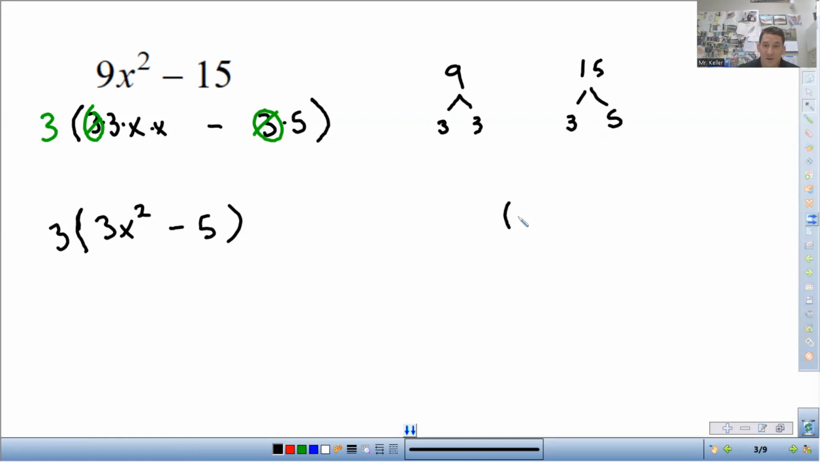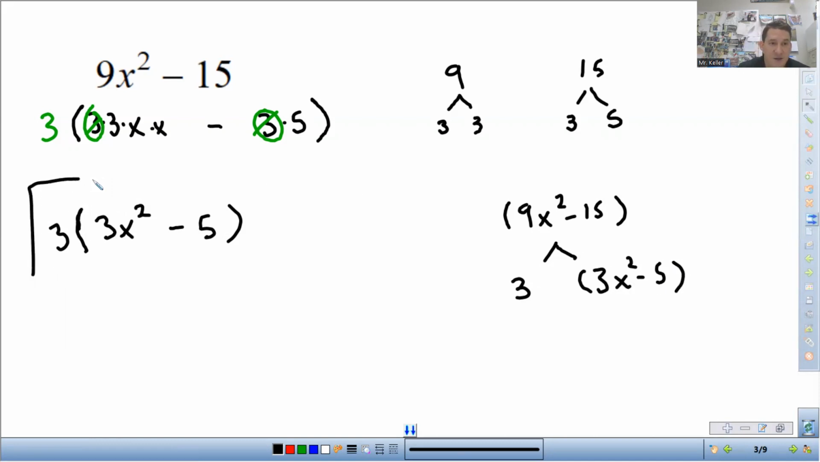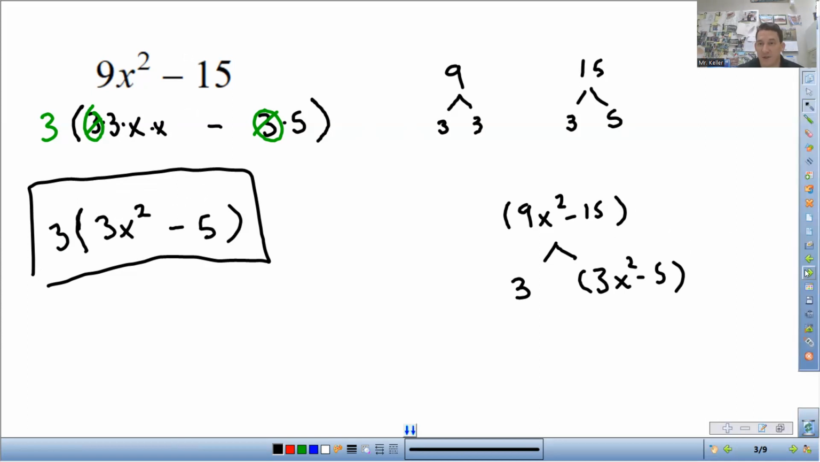So more simply, if we were to do a factor tree on the binomial, this whole quantity, it factors into 3 times 3x squared minus 5. So those are its 2 factors. Right, so this is the answer here. Another way to think of this is reverse distributing. We are undoing the distribution property. If we were to distribute the 3 back into the parentheses, 3 times 3x squared is 9x squared, 3 times 5 is 15. So we are undoing the distribution property with factoring using a GCF.